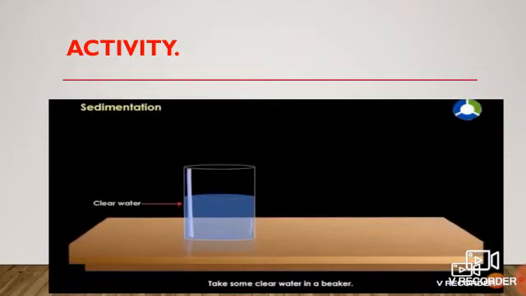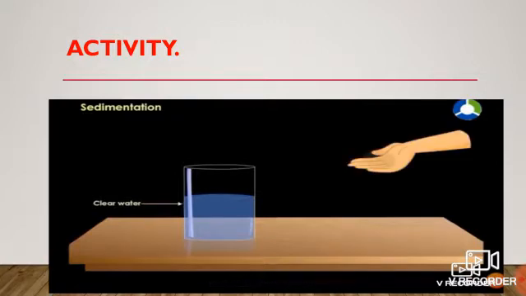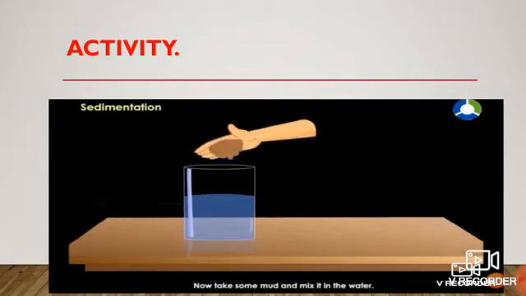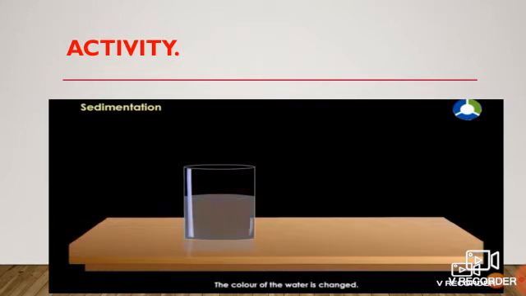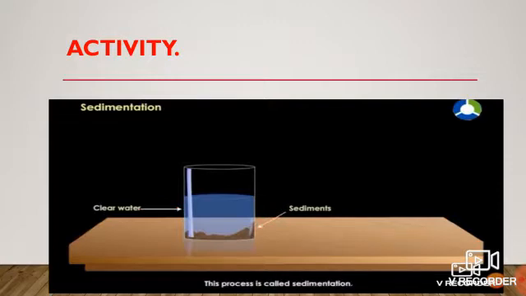We will take clear water in a beaker. Now, take some mud and mix it in the water. The color of the water is changed. Keep it undisturbed for some time. The insoluble particles are settled down at the bottom. These are called sediments. This process is called sedimentation.